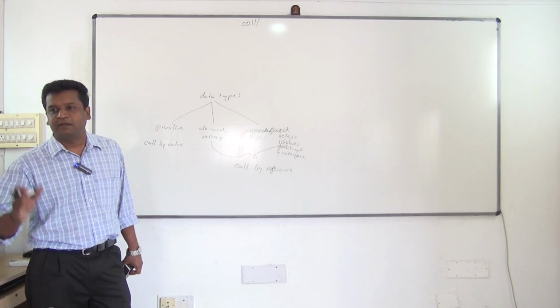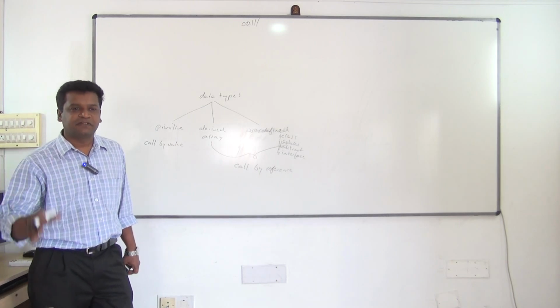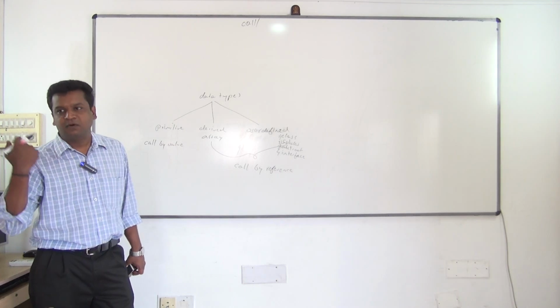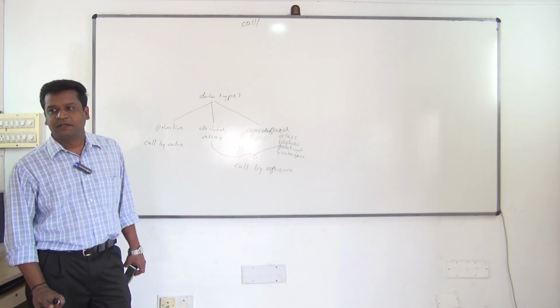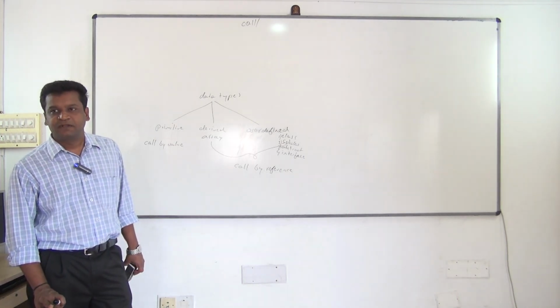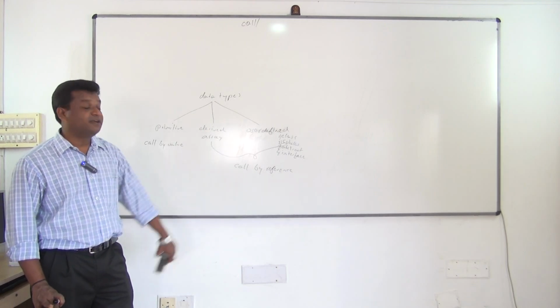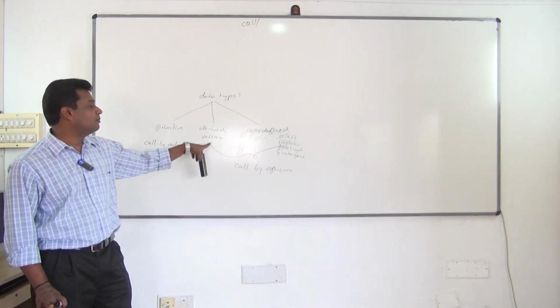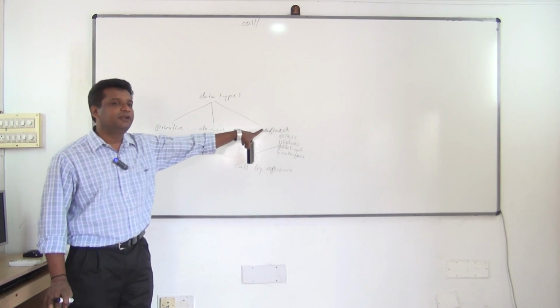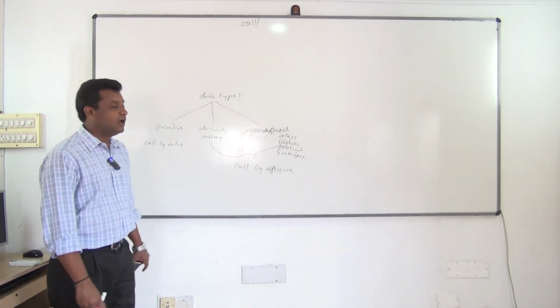In C also any data type can be sent as argument. C++ also, Java also. Clear? So I'll be showing you this today, how to send a class as an argument. I completed primitive, I completed derived. And now I'll be moving to how to send class as an argument.